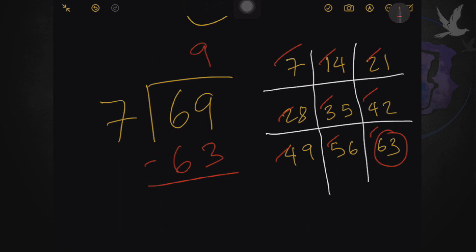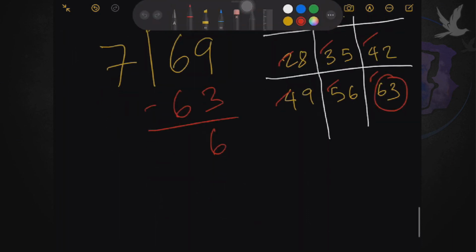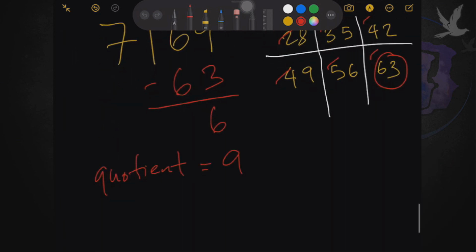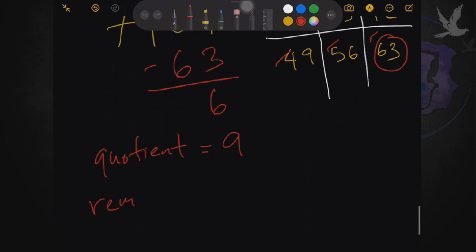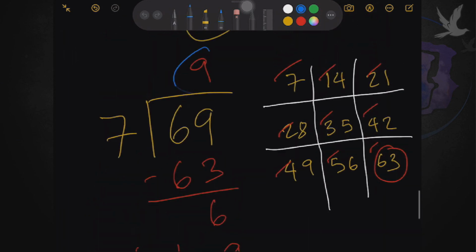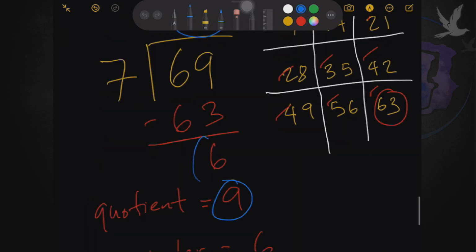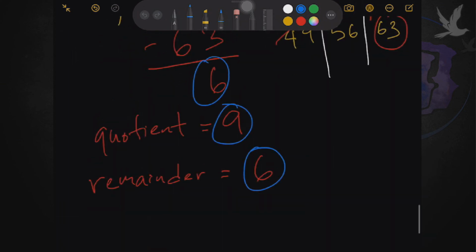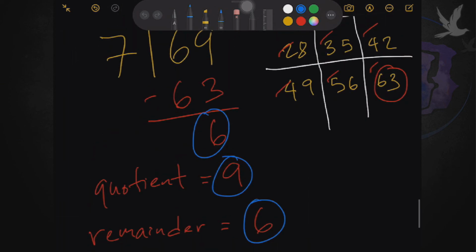But anyway, sige lang. 69 minus 63 will give you 6, which means our quotient here is equivalent to 9, and our remainder is equivalent to 6. Okay? Quotient natin to. And we have 6. 6 there. Okay? So, ganun lang. Yung activity, no?